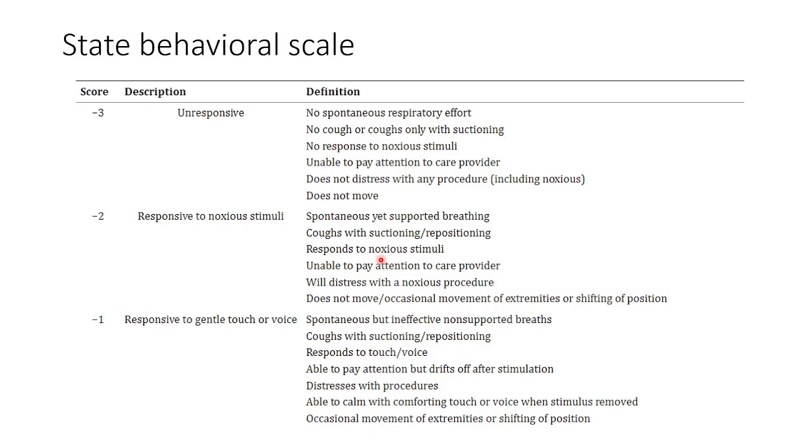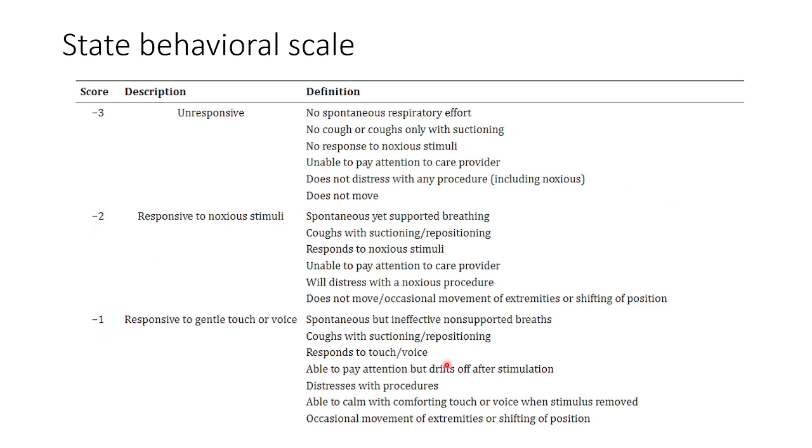As per the SCCM 2022 guidelines for assessing pain, sedation, and withdrawal in children, the recommended scale for sedation depth assessment is the State Behavioral Scale, and the other suggested score is the Richmond Agitation Sedation Scale, which is also very popular. In the State Behavioral Scale, -3 is unresponsive, when you have no spontaneous efforts, no cough, no response to noxious stimuli, no movement at all.